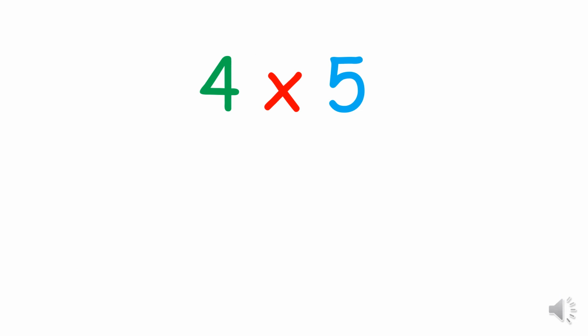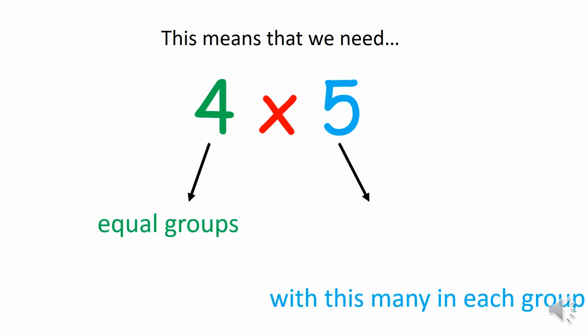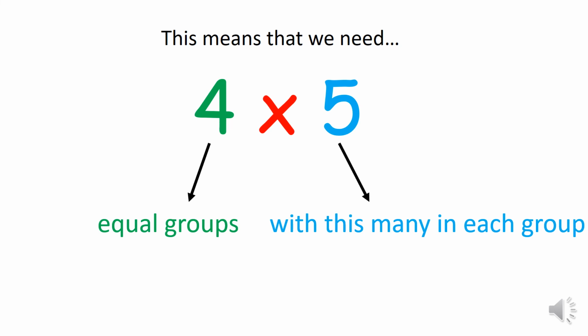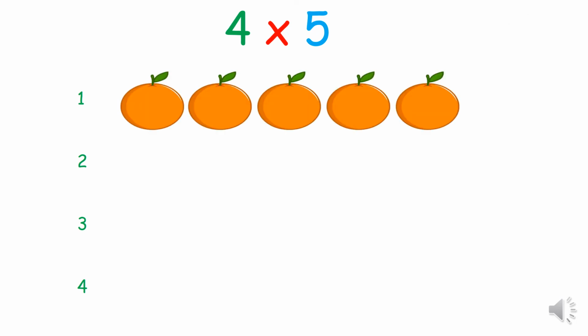Let's do the same thing now, but working out 4 times 5 instead. Remember, we want 4 equal groups of 5. This means that we need 4 equal groups with 5 in each group. We've got our 4 groups going down. Let's use oranges to help us this time. Remember, we need 5 in each group.